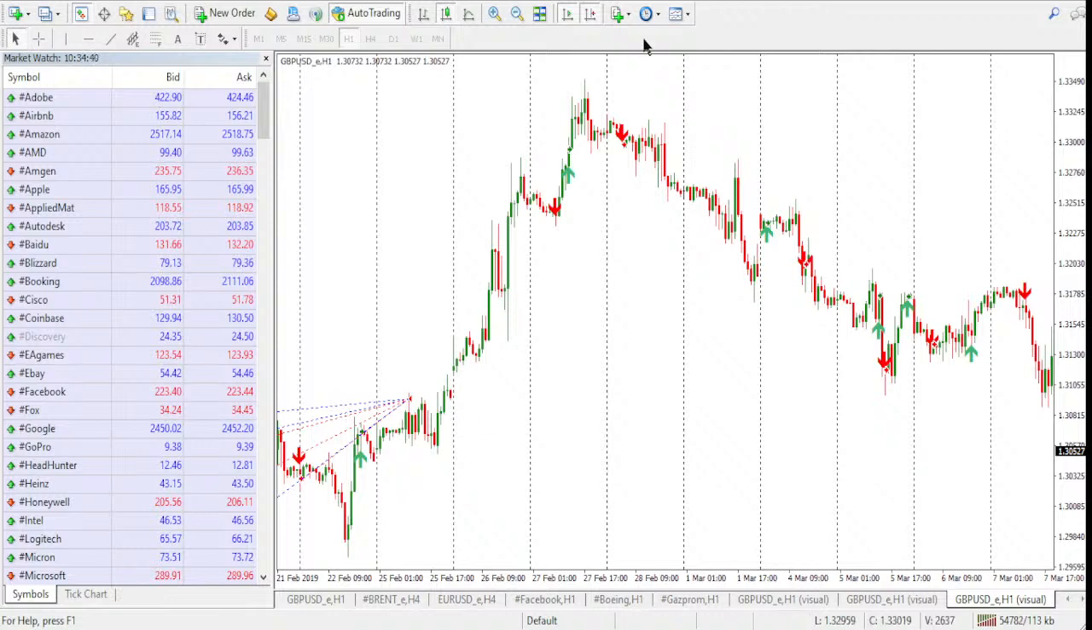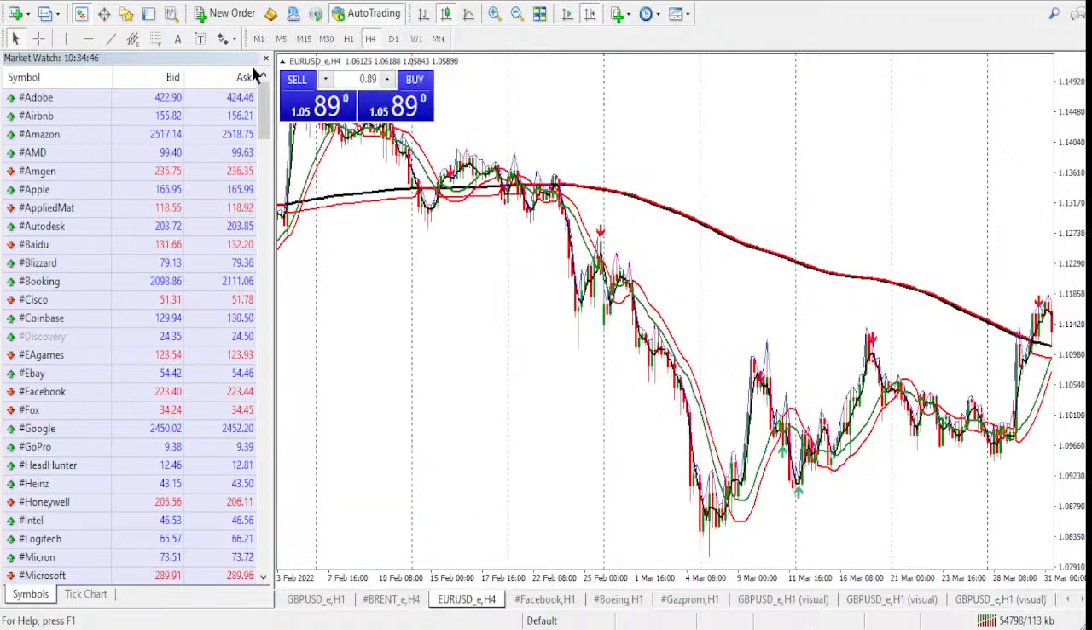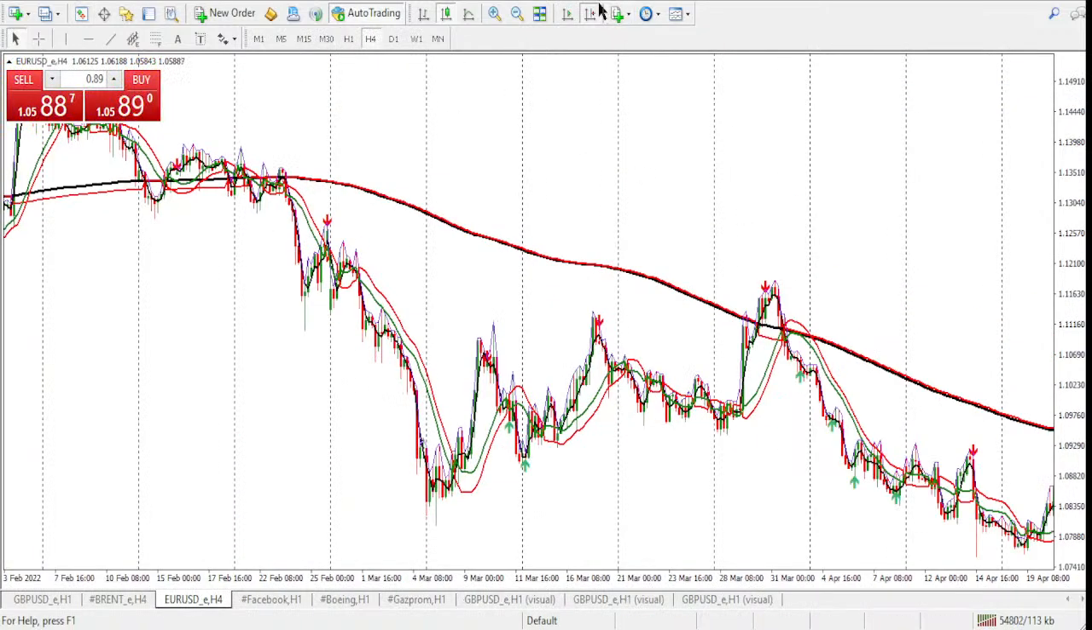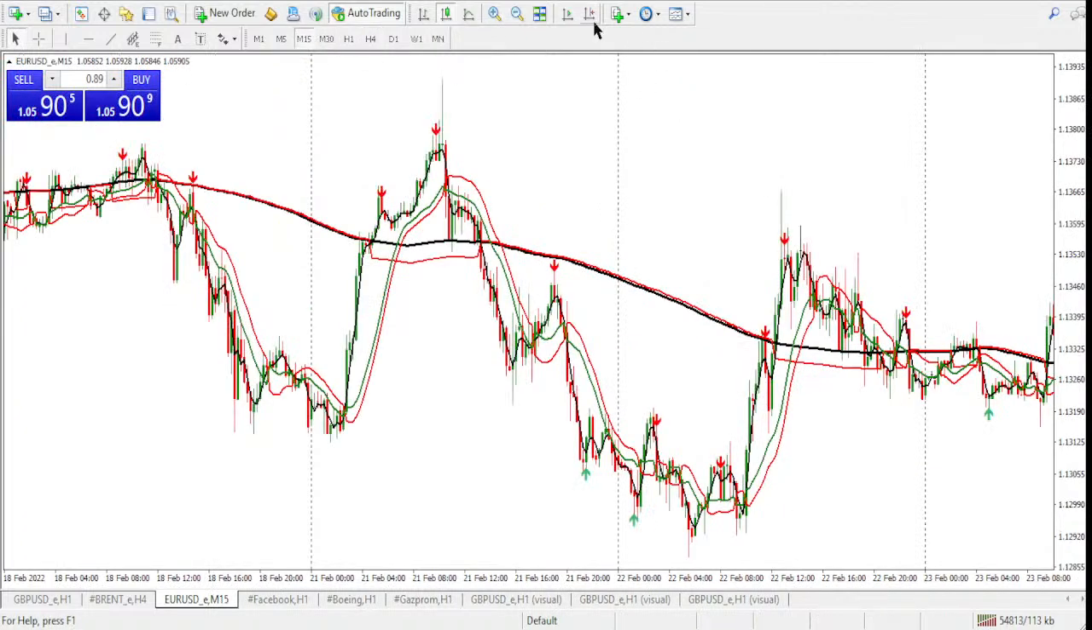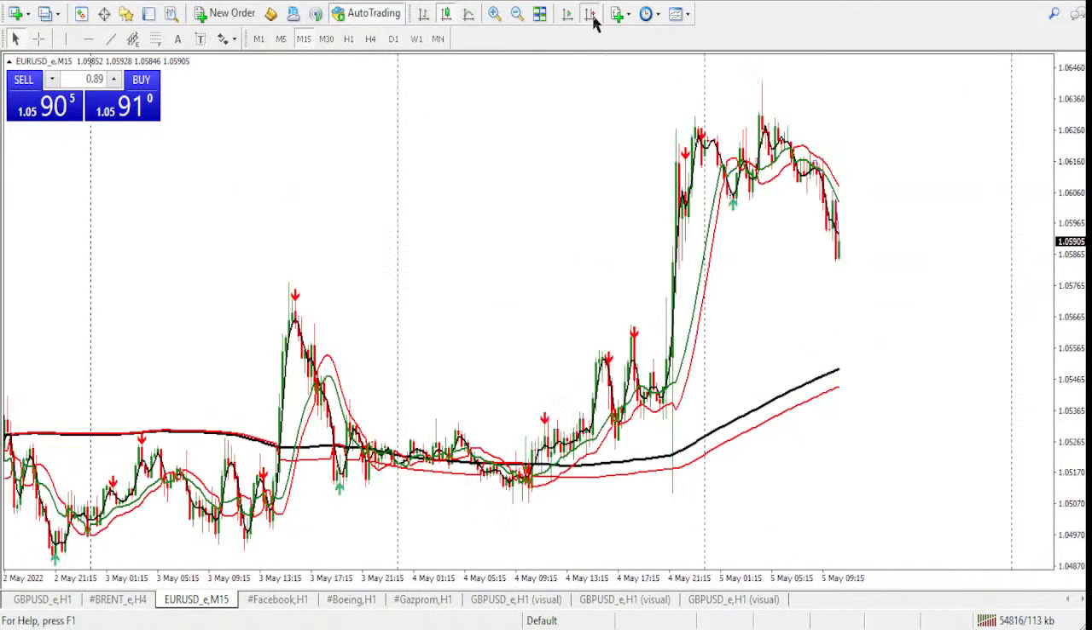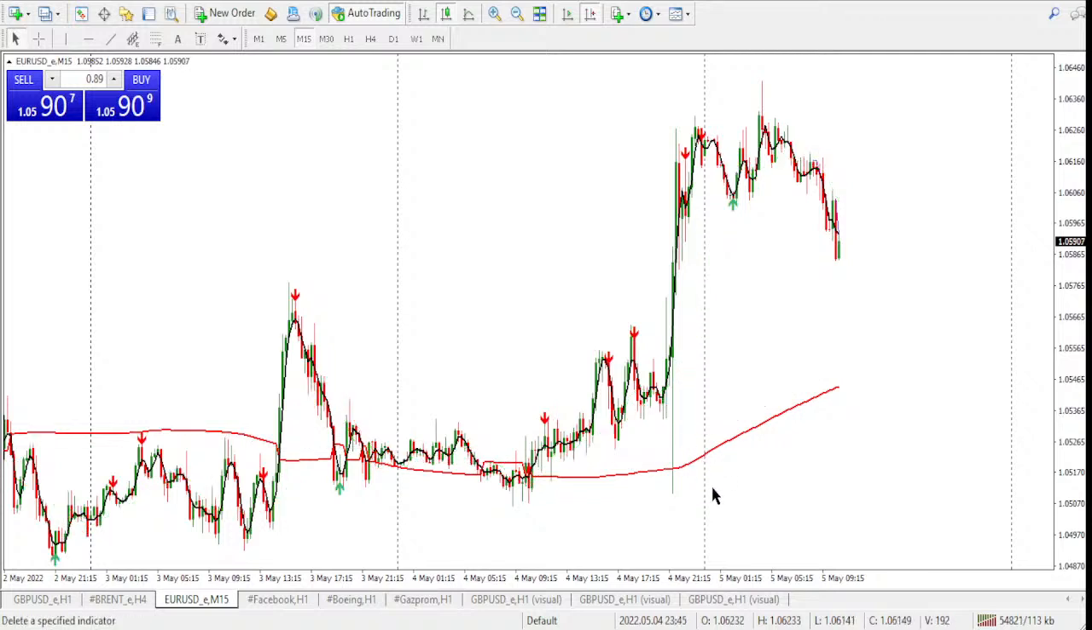Today is 5th of May. So I'd like us to start analysis. I want us to start off with the Euro USD. We'll look at a lesser time frame, the 15 minutes time frame. I'll delete all these indicators. We don't need them at the moment.